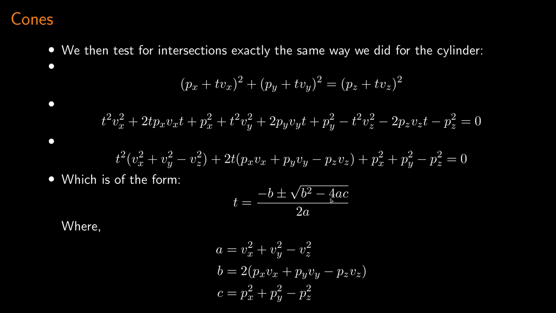So when we put that through the standard equation for the solutions of a quadratic equation, we now get that a is equal to vx squared plus vy squared minus vz squared. b is equal to 2 times px vx plus py vy minus pz vz. And c is equal to px squared plus py squared minus pz squared. Okay, that's it. And then we just go through exactly the same process that we did for the cylinder. And that will, of course, give us a cone. And there we go. That's really it for the theory. It's really not that complicated.